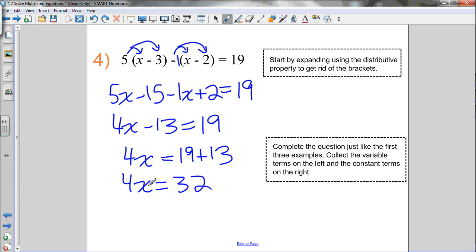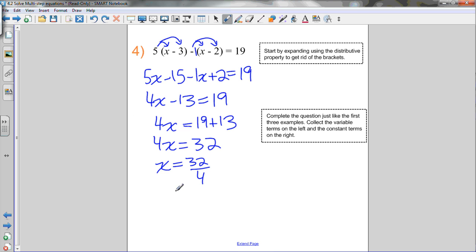Now I'm going to isolate the x by moving the 4 to the other side. Right now I have 4 times x. The opposite of multiplying by 4 is dividing by 4. So to bring it to the other side, I must do the opposite operation, which is dividing by 4. 32 divided by 4 gives me 8. So x equals 8. 8 is the value of x that makes this equation true. And you can plug it back in and check, don't forget.